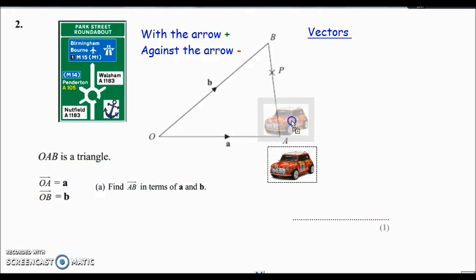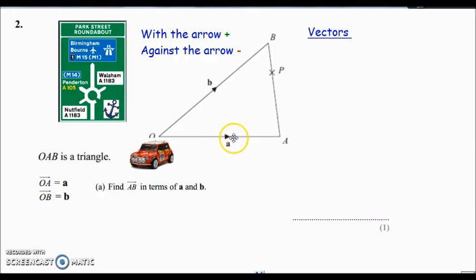You say, right, you can't go down there because there's no arrows there. I say, okay, is there another way? And yes, there is. So I can drive down here. So what is that direction? Well, I went against the arrow. So that would be a minus A.